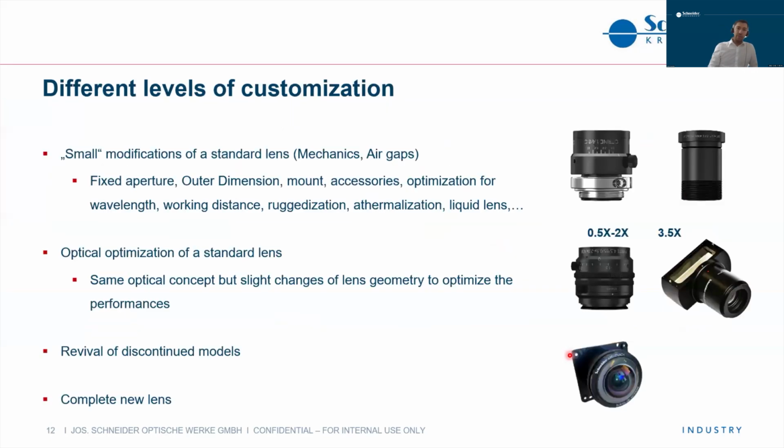And let's see now what we mean by a customized system, a customized solution. So basically, there are different levels of customization. The first one is a small modification, and I call it a small modification when it doesn't touch the optics, basically. Touching the optics is always tricky. So if you want to keep the cost down and everything fast, you should leave the optic untouched and just change the mechanics. And by changing the mechanics, we can already do quite a lot.